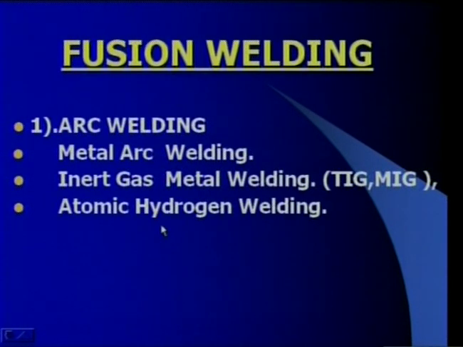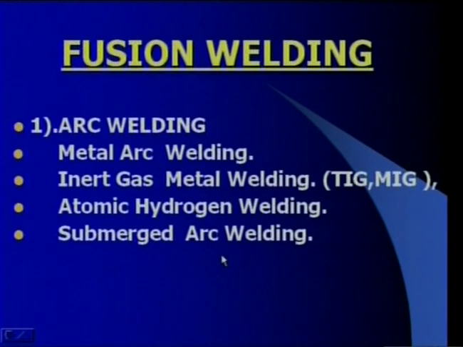In atomic hydrogen welding, we make use of hydrogen gas to prevent atmospheric corrosion. Next we will see submerged arc welding. This also comes under arc welding. In this submerged arc welding, the weld bead is shielded by granular particles. The welding is done underneath the granular particles.